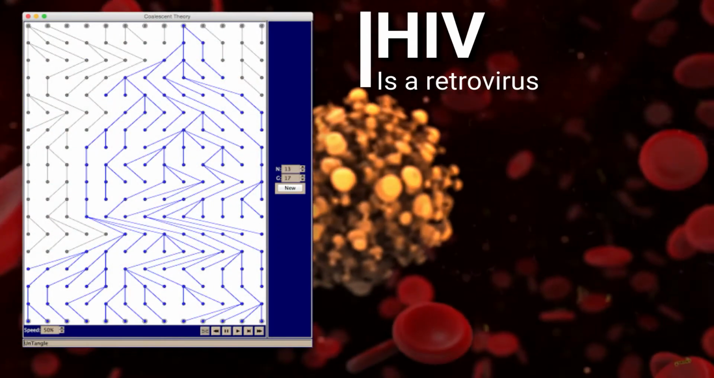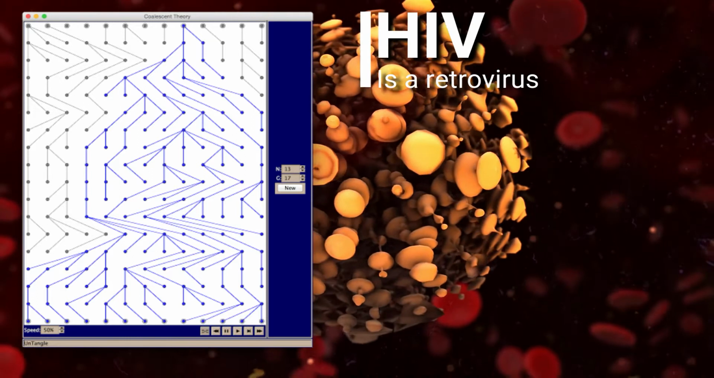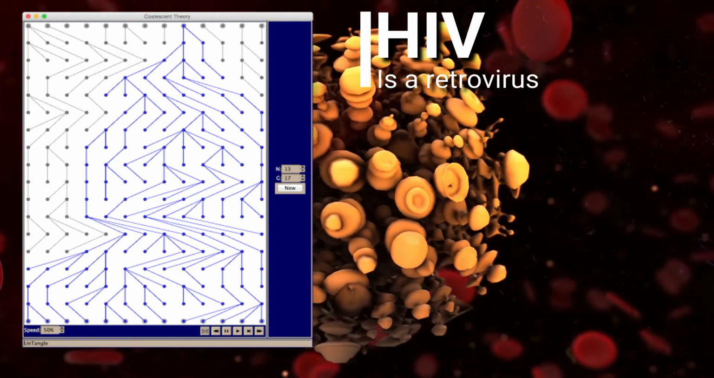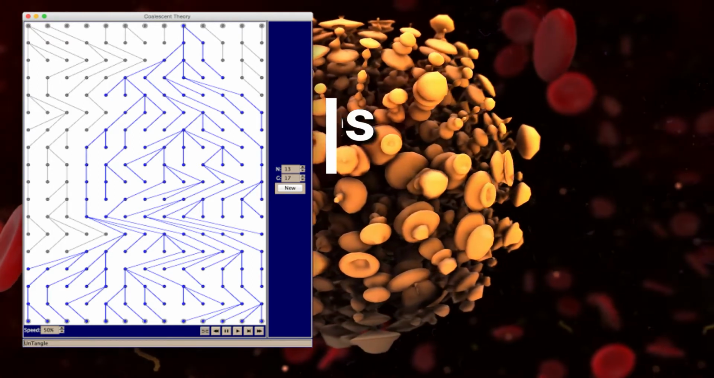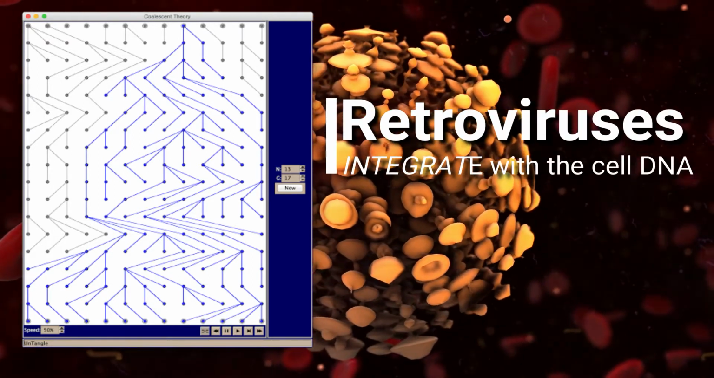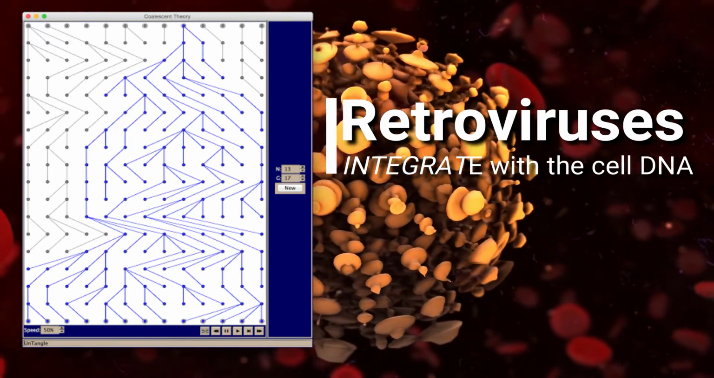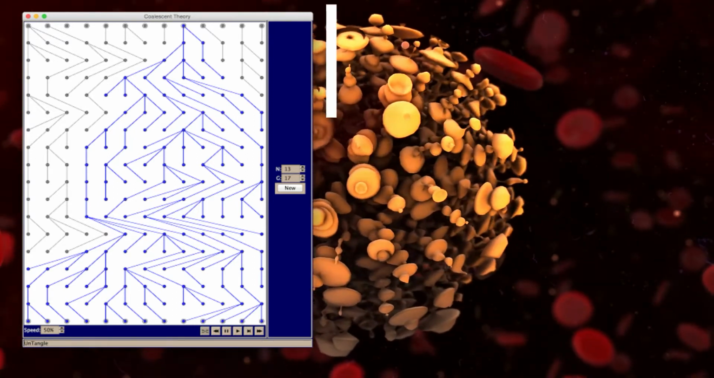Retroviruses, HIV is an example, replicate by integrating a copy of their genomes with the DNA of the cells of the host organisms that they infect. The host cells then read the integrated viral DNA and make more viruses.